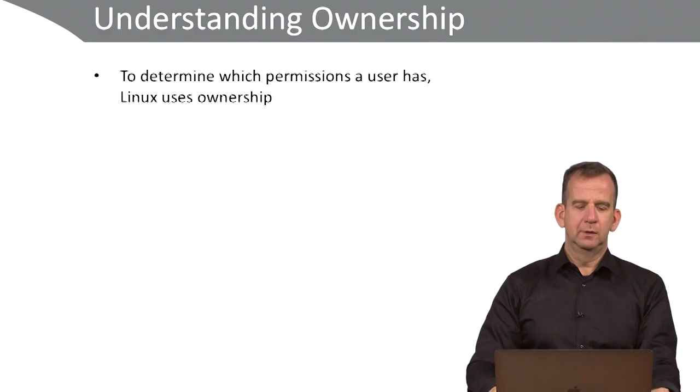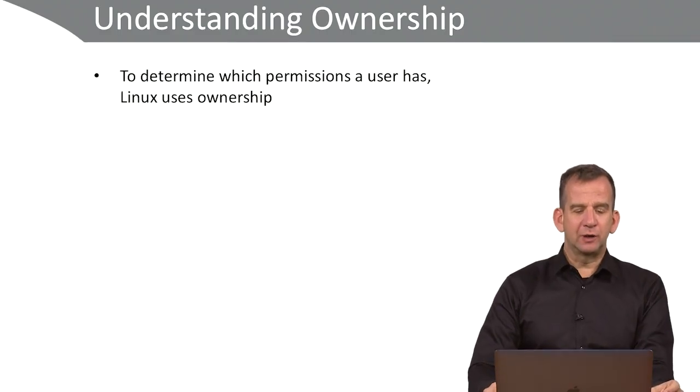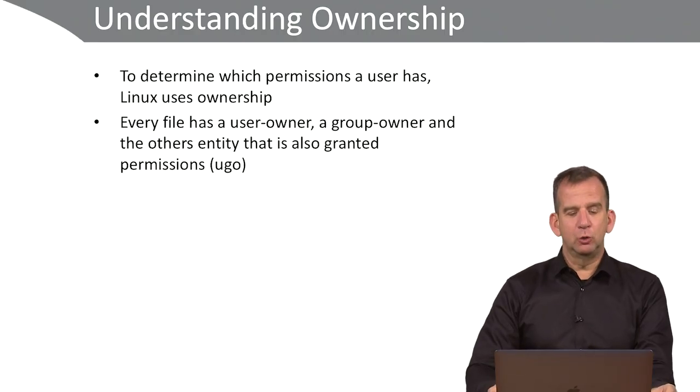The very first thing you need to understand when working with permissions is ownership. So let's try to understand ownership. To determine which permissions a user has, Linux uses ownership. Every file has a user owner, a group owner, and the others entity that's also granted permissions. We call that UGO. And as you can imagine, UGO stands for user, group, and other.